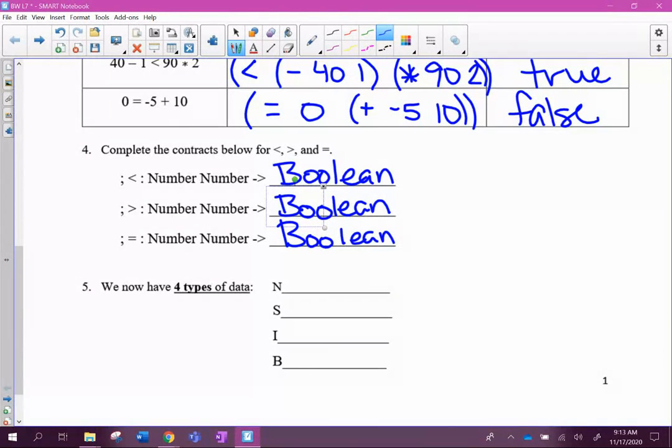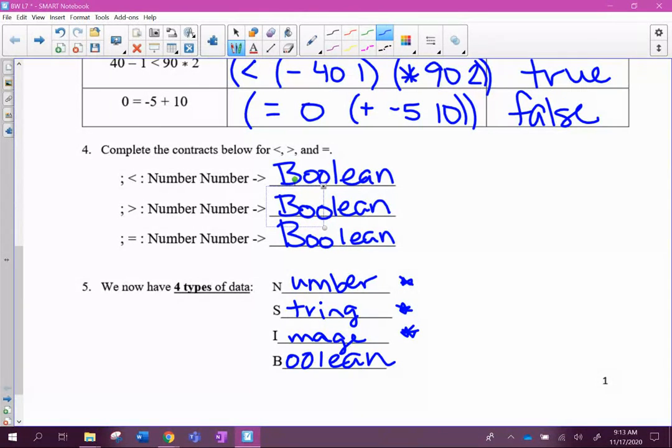So now we have 4 types of data: a number, a string, an image. Those are the 3 we've talked about already, right? These are the 3 we should know. And then today we're learning Boolean. That's true or false statements.